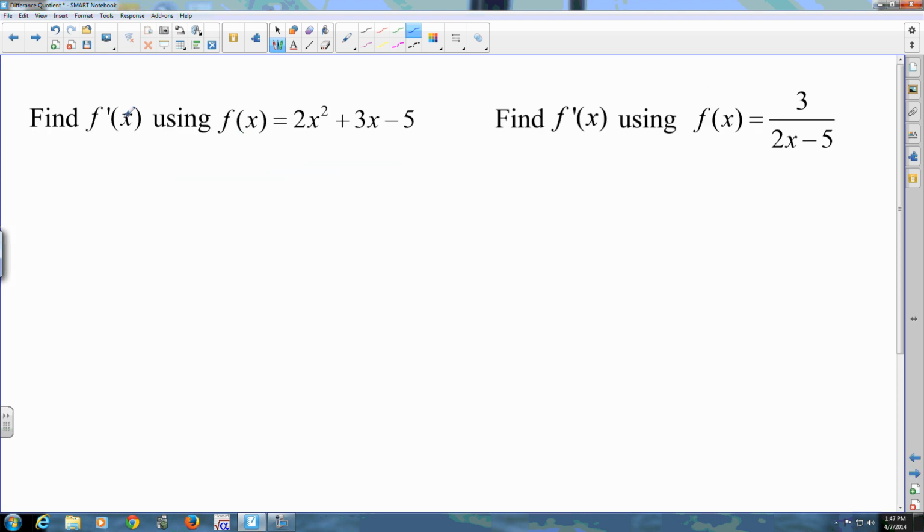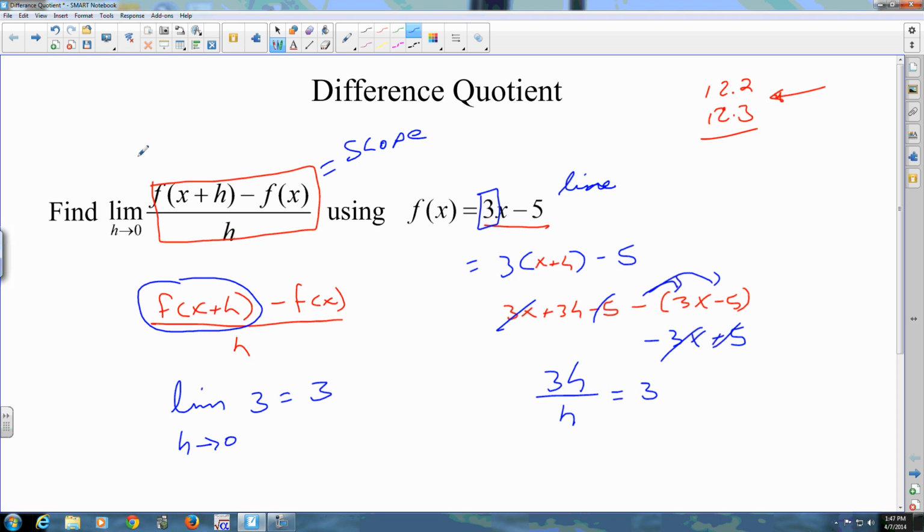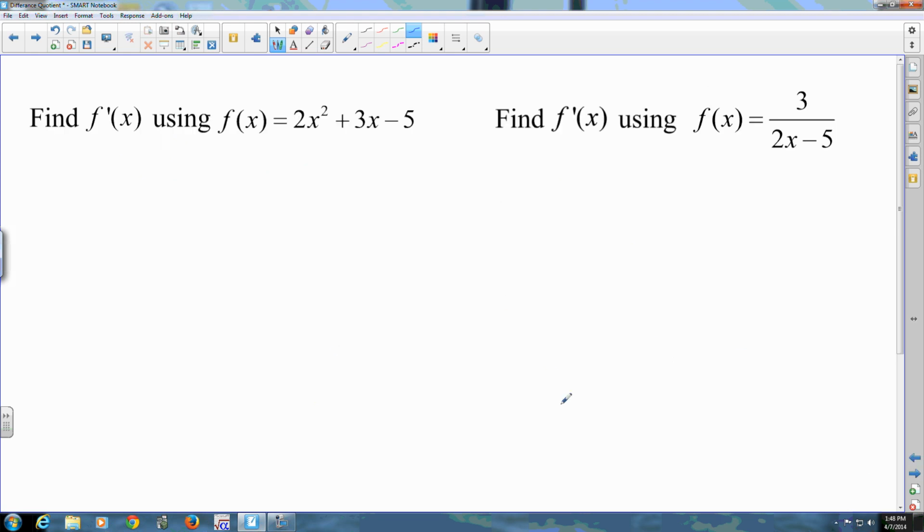All right. The symbol for this whole thing is f prime of x. This is finding the slope. Okay? We need to find f prime. That's what this whole thing does. It's also called the first derivative. You can have a second, third, fourth, fifth. You can have multiple derivatives. This is the first derivative.